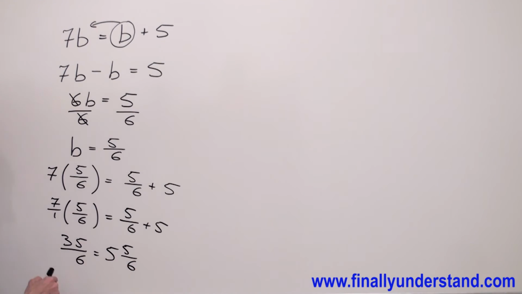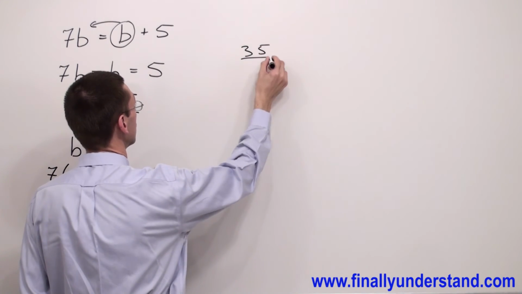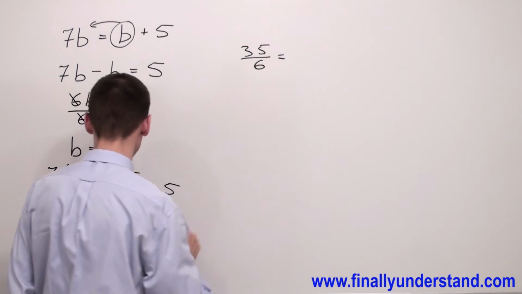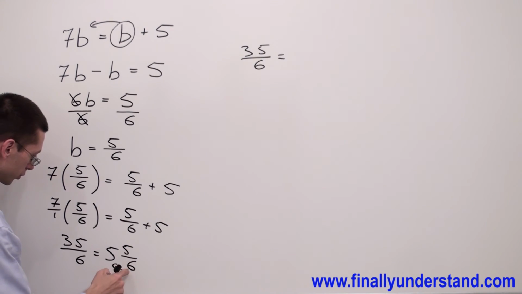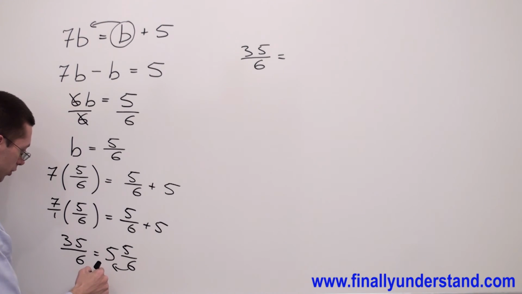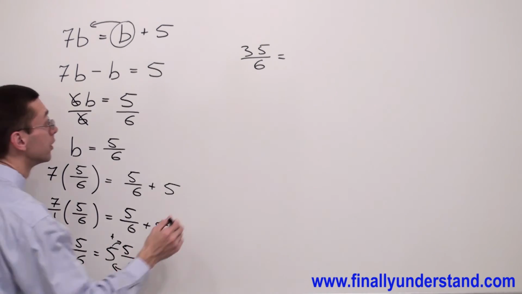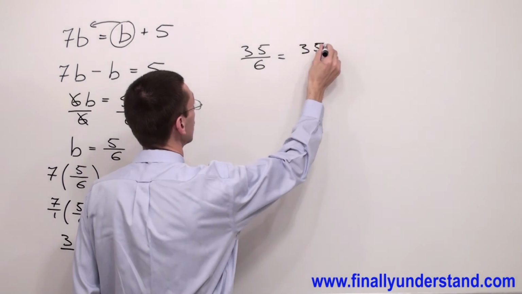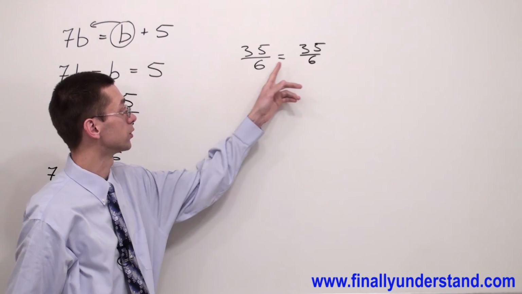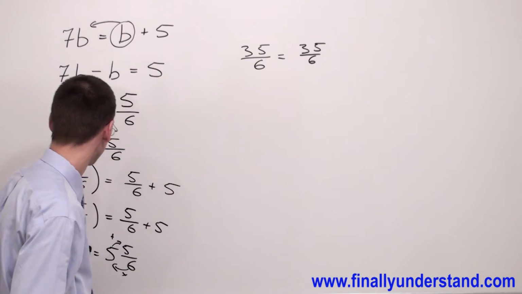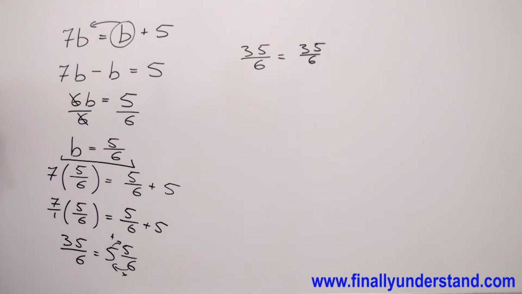I'm going to copy the left side, and I have 35 over 6 equals, and I'm going to convert the mixed number to an improper fraction. And I'm going to have 6 times 5 is equal to 30, and plus 5 gives me 35. So I have 35 over 6. As you can see, the left side of the equation is equal to the right side of the equation. That's why b equals 5 over 6 is the correct answer to my problem.